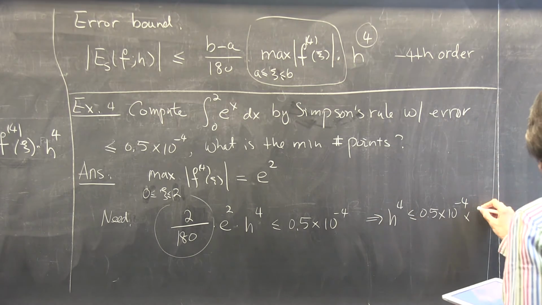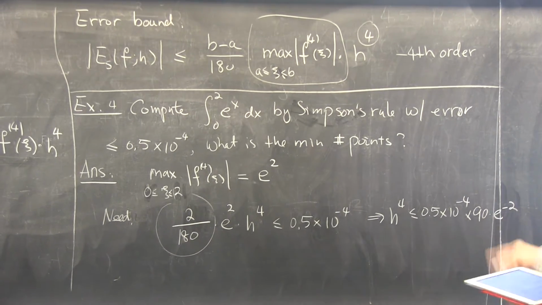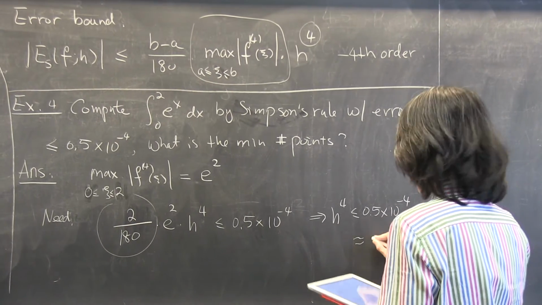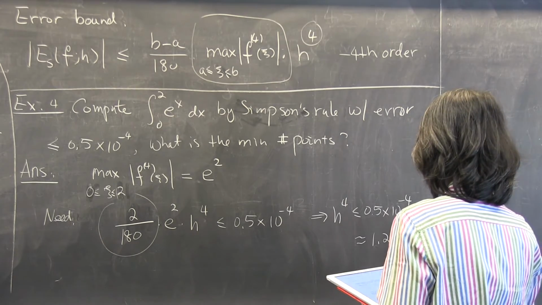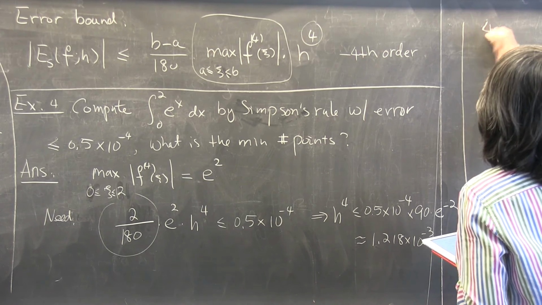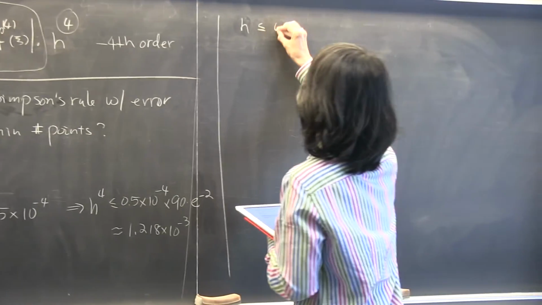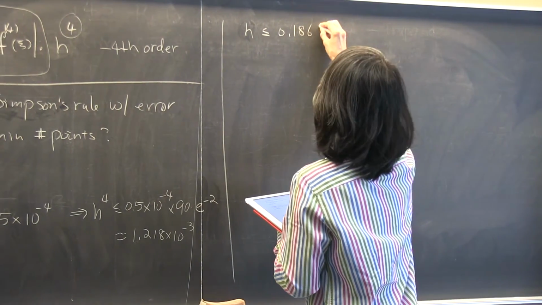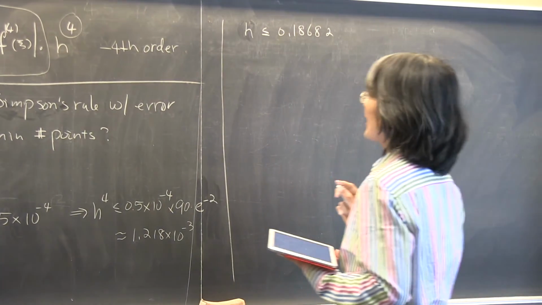So I move this over, I multiply by 90, and multiply by e to the -2, right? So I work this out, and the calculator gives me approximately 1.218 times 10 to the -3. Okay, and then you take the 4th root, h will be less than the 4th root of that, which is about 0.18682. Okay, so what is my h related to n?